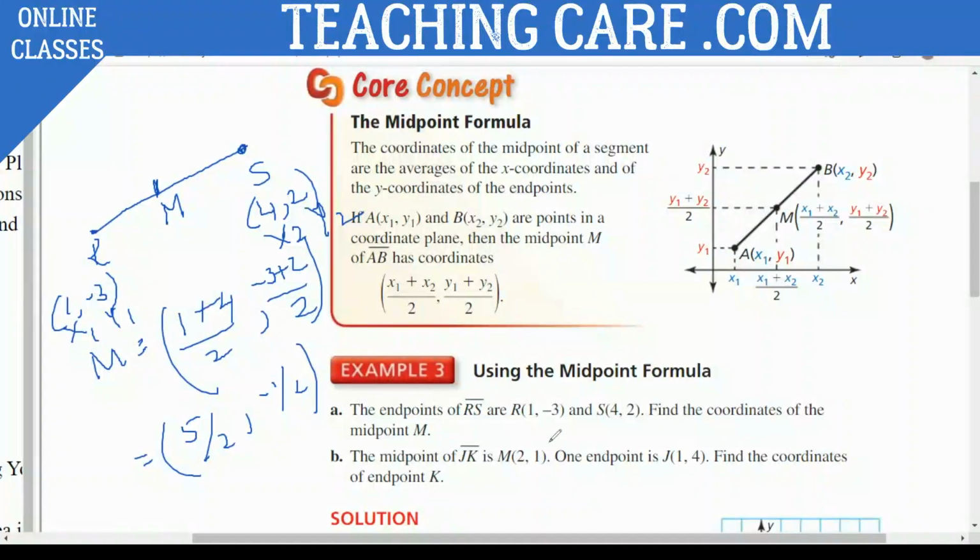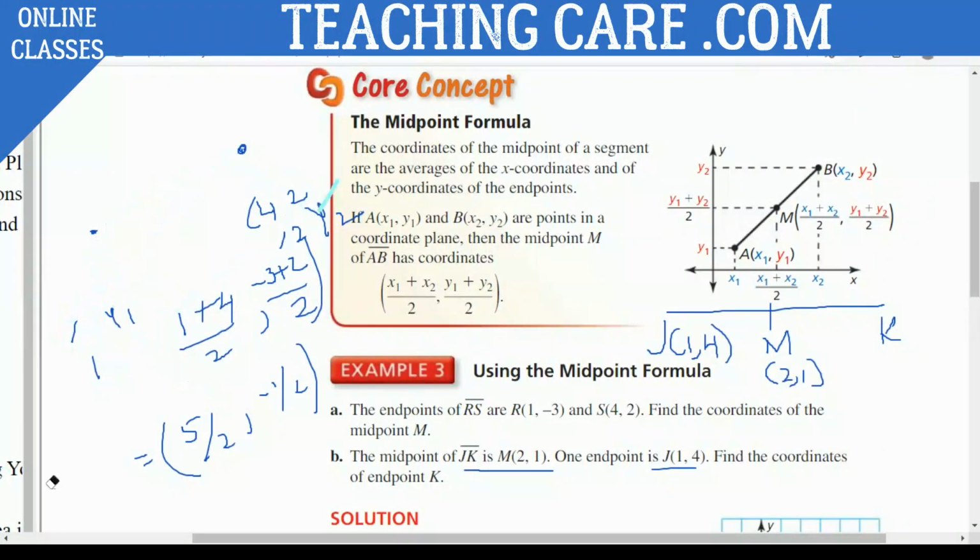And similarly, there is one more way of asking. They have given us JK as the line segment. This you can expect in the main exam, and in entrance exams also you can expect this second type of model. Now I'm going to show you. The midpoint is given to us and one endpoint is given, and you need to find the other one. They have given M that is 2,1 and J is 1,4, and I need to find the coordinates of K.